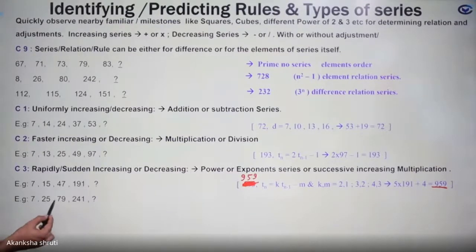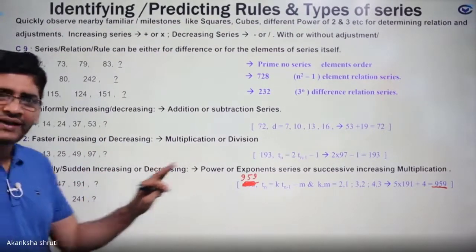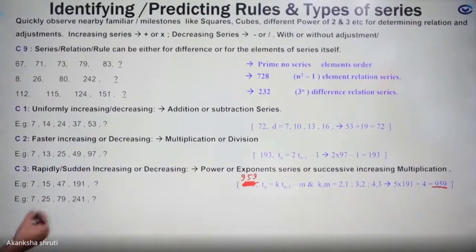7, 25, 79, 241. Again, we are observing that it is rapidly increasing, very fast increasing. Here we may start with the difference, but difference is not going to fetch any result because the variation is very fast. Let us find some familiar number. We are getting that this 7 can be understood as 8 minus 1, and 8 is our familiar number, like 2 cube minus 1.